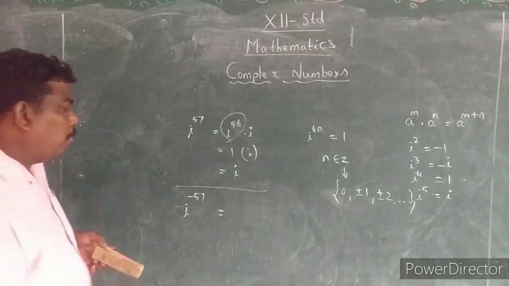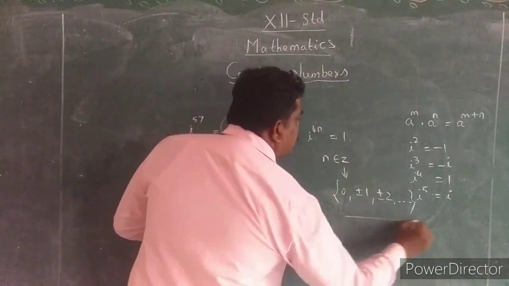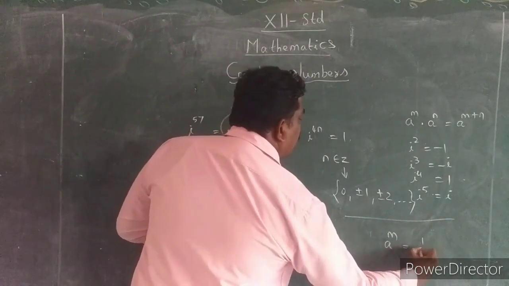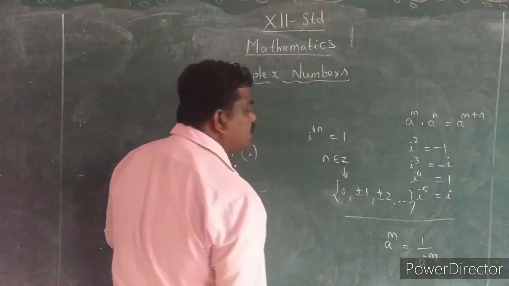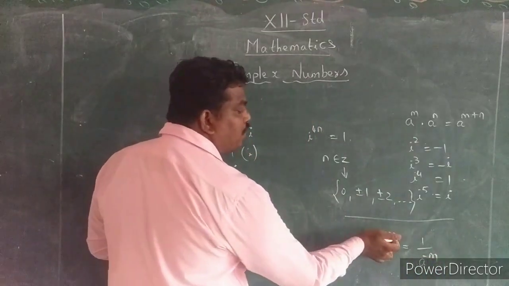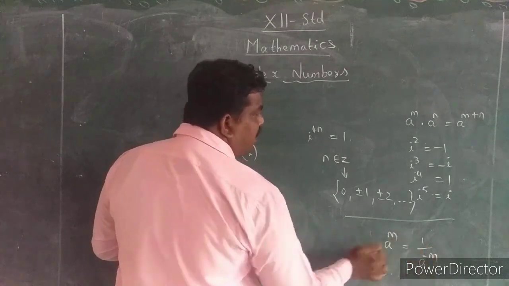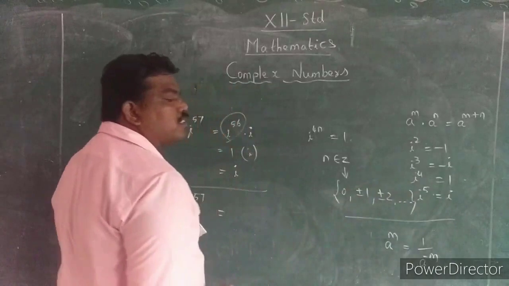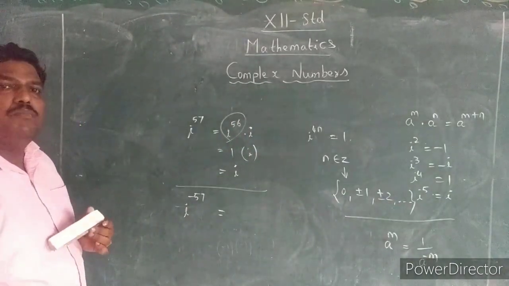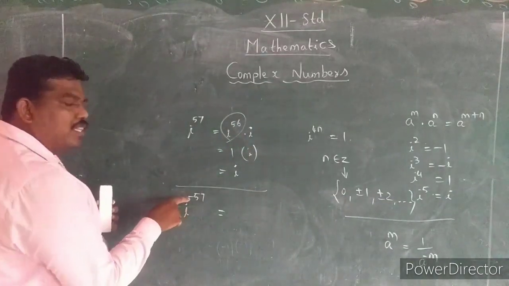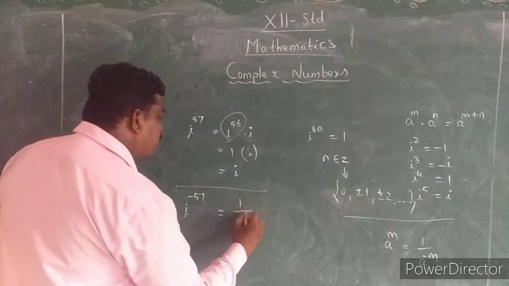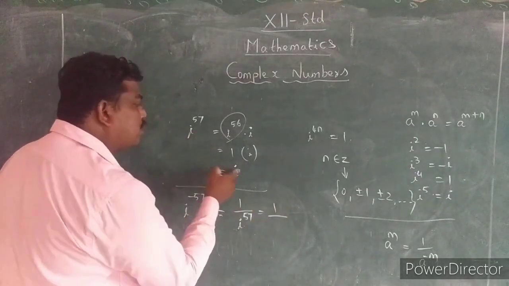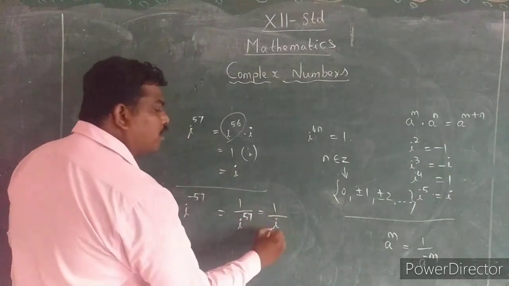Yes, it's so simple. You know the algebraic formula, a power minus m is equal to 1 by a power m. That means you can bring the power to the denominator and the power becomes minus; if you bring it to the numerator, it becomes plus. So here the power is minus, so bring it to the base and it becomes 1 by i power 57. Now already I know that i power 57 is nothing but i.